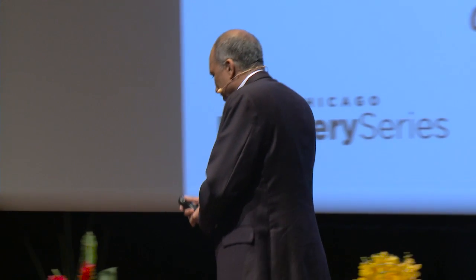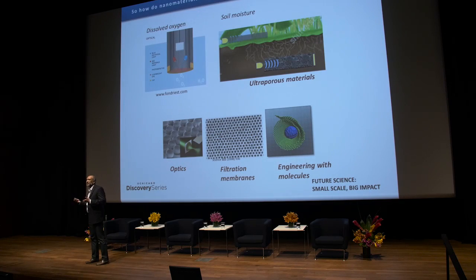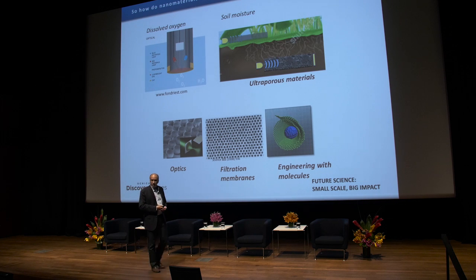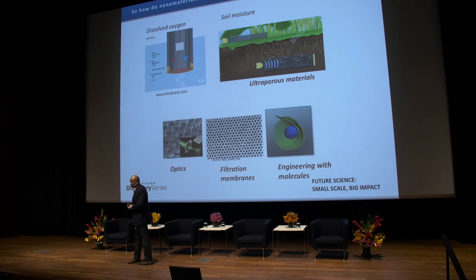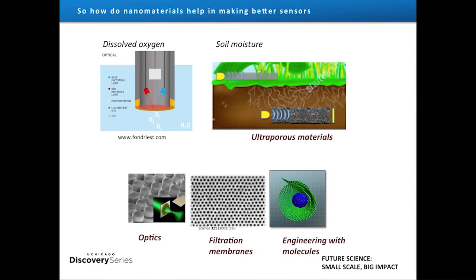So how would we make a sensor out of these nanomaterials? Well, they interact in different ways with light, with magnetic fields, as you saw in David's talk, with pressures. And let me just give you one small example here. Again, going back to water, and in this case, let's say determination of dissolved oxygen in water. So this is a technology that is already there. It's relatively new. You can buy products.